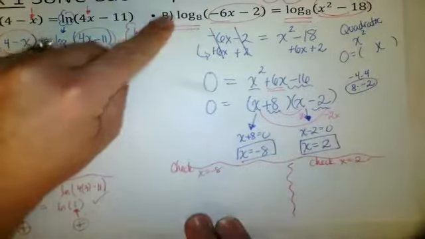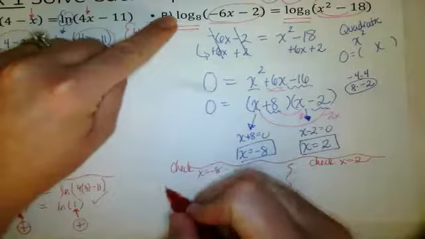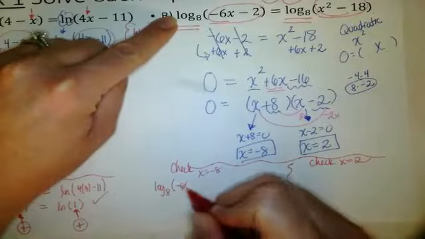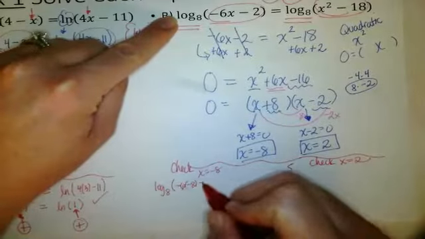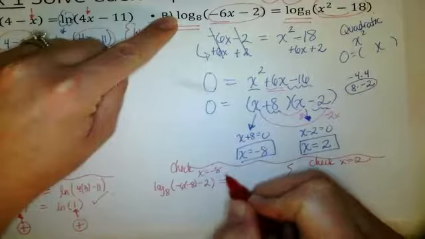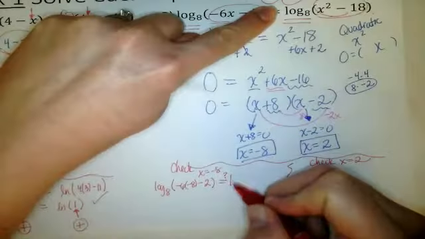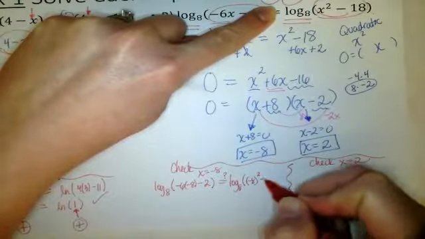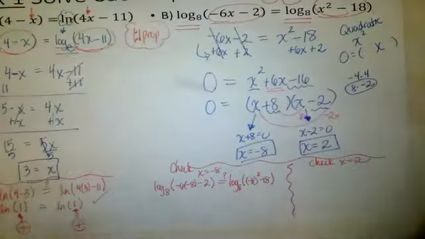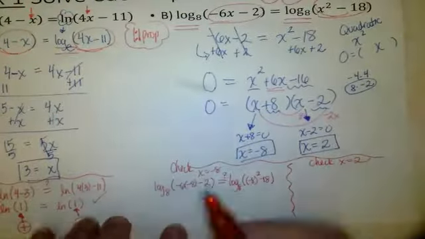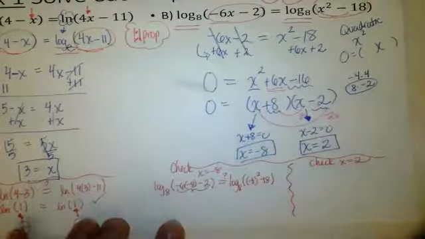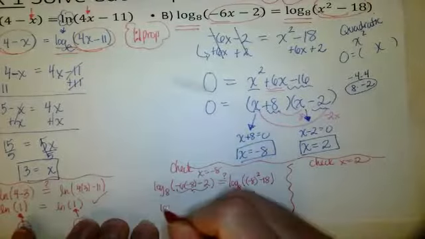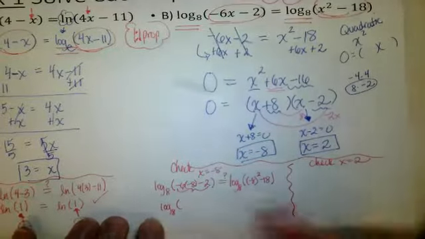So I'm going to go back to my original, and I'm going to plug them in. Log base 8 of negative 6 times negative 8 minus the 2 is supposed to equal log base 8 of negative 8 squared minus 18. So I can do this inside parentheses here. What is negative 6 times negative 8? What's 6 times 8?